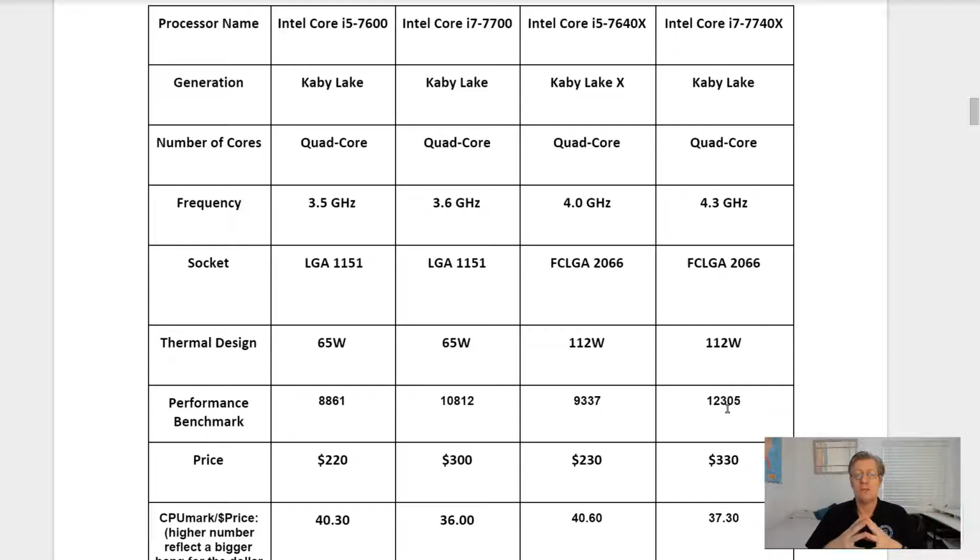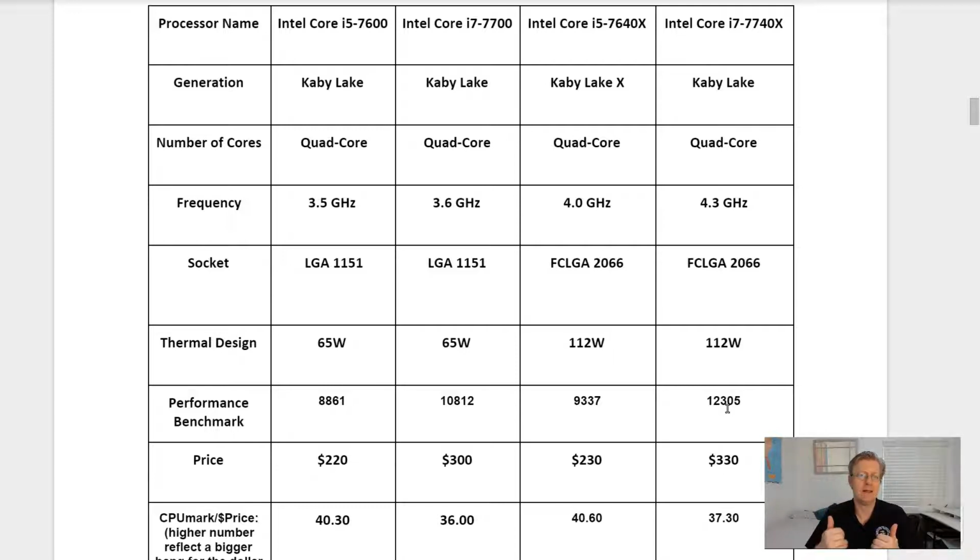Socket, LGA 1151. So that's the type of socket that it fits into. So when you buy a motherboard, it would say 1151 on the motherboard name. The thermal design is 65 watts of thermal heat. The performance benchmark is 8,861. The price $220. And where's the CPU mark versus price? It's at 40.3.